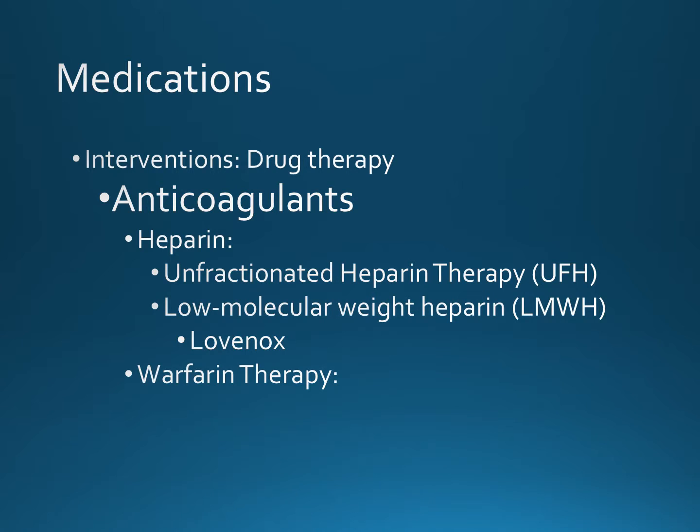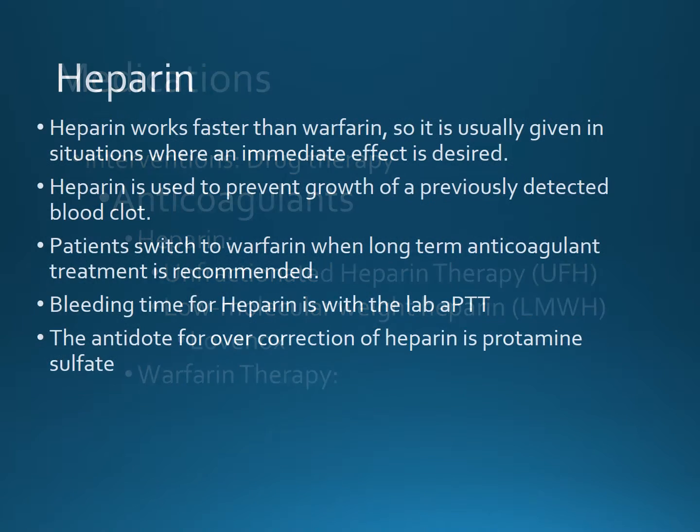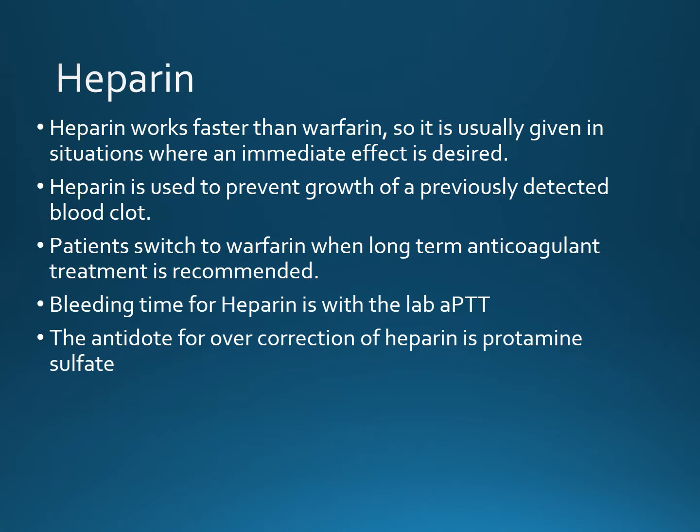Lovenox and heparin are given subcutaneously, and heparin is given as a continuous infusion by IV drip also. Before the heparin is discontinued, the patient can be started on warfarin because it needs time to build up to a therapeutic drug level. Therefore, the patient will be on both heparin and warfarin for a short time. Heparin works faster than warfarin, so it is usually given in situations where an immediate effect is desired. Both are able to prevent the extension of a previously detected blood clot.